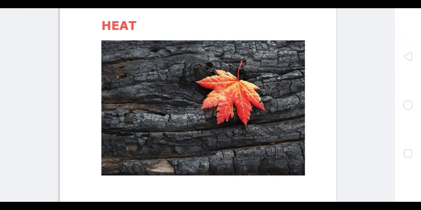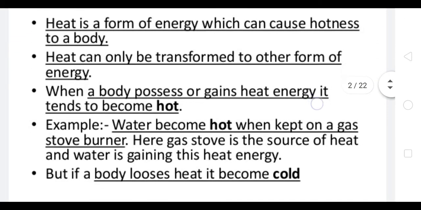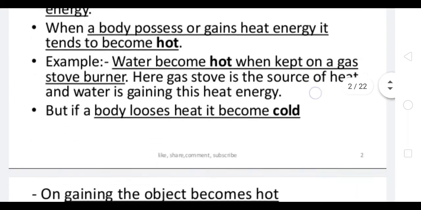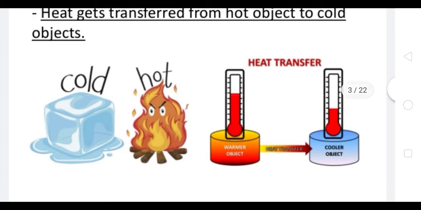Students, we are on chapter number 5, Heat. We have studied about a form of energy, heat. Heat is a form of energy which causes the hotness of a body. Heat is always transferred from a hot body to a cold body. The transfer of heat takes place from a hotter object to a cooler object.